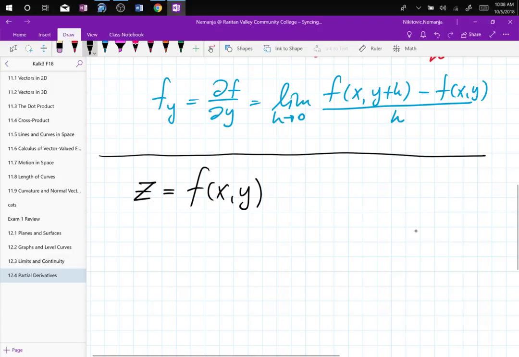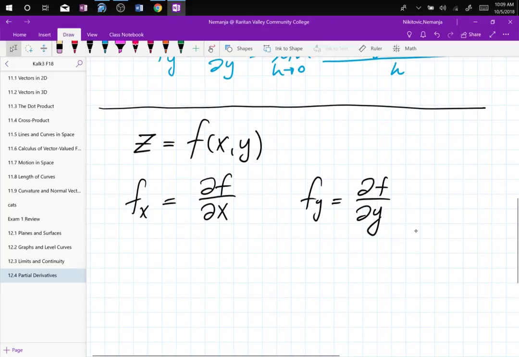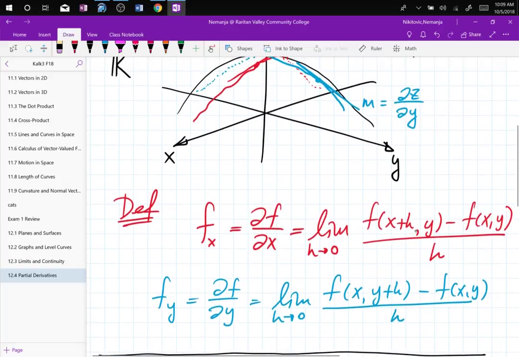Well, if my independent variables are x and y, then my partial derivative with respect to x, and this is the notation for it, you put f and a small x in the index, it will be partial f, partial x. And f_y is partial f, partial y. This notation tells me that I am cutting my shape along the x-axis, and I am taking the derivative of whatever line is there.